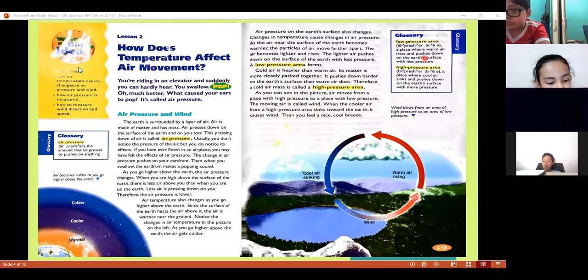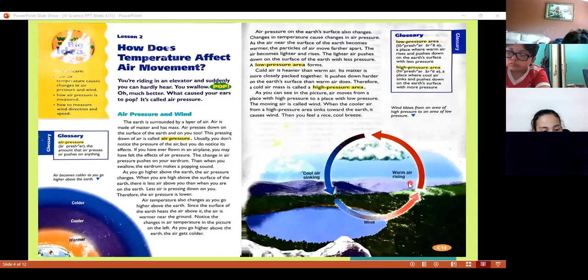So here we have the two definitions, and this is the description. How is the weather? The weather depends also on the pressure, whether it is a low pressure area or a high pressure area. When it's low, it says a place where the warm air rises and pushes down on the earth's surface with less pressure. So you can feel like it's warmer.